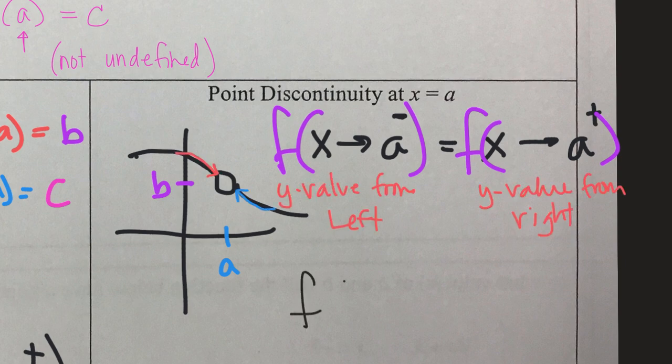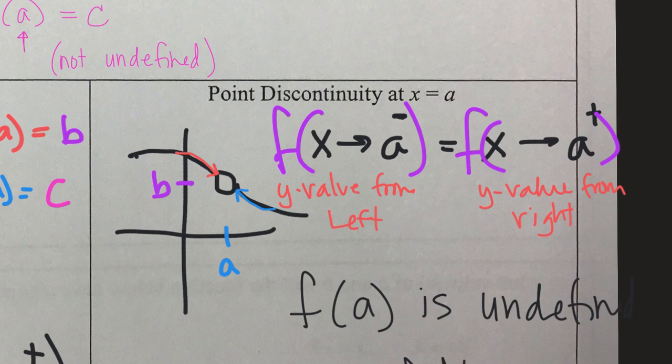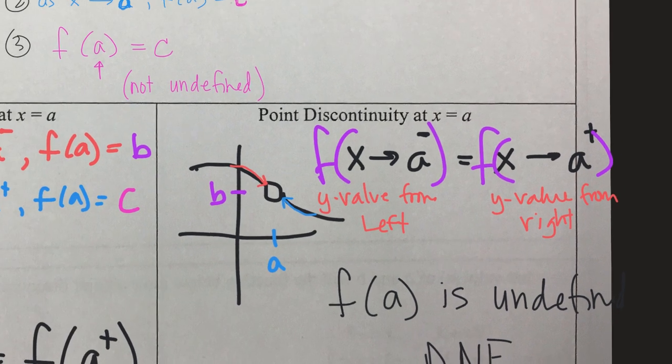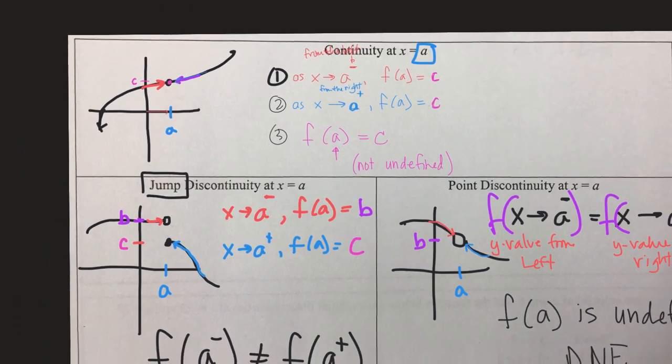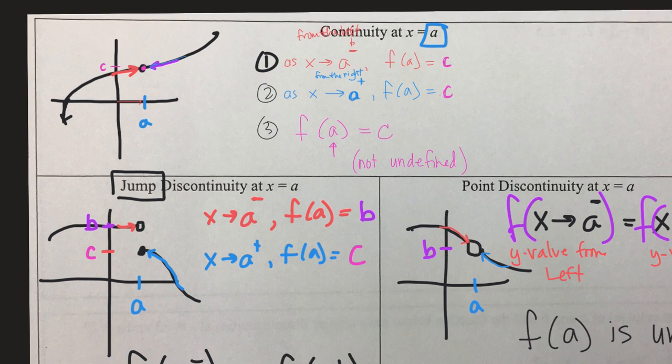But the actual y value is undefined or does not exist. Okay? So the two graphs are approaching the same number, but that point doesn't actually exist. There is no specific y value at that x value of a. Okay? So this is the mathematics, the notation, what we need to become familiar with, and what we're going to do in order to prove or explain what we mean in our practice problems.